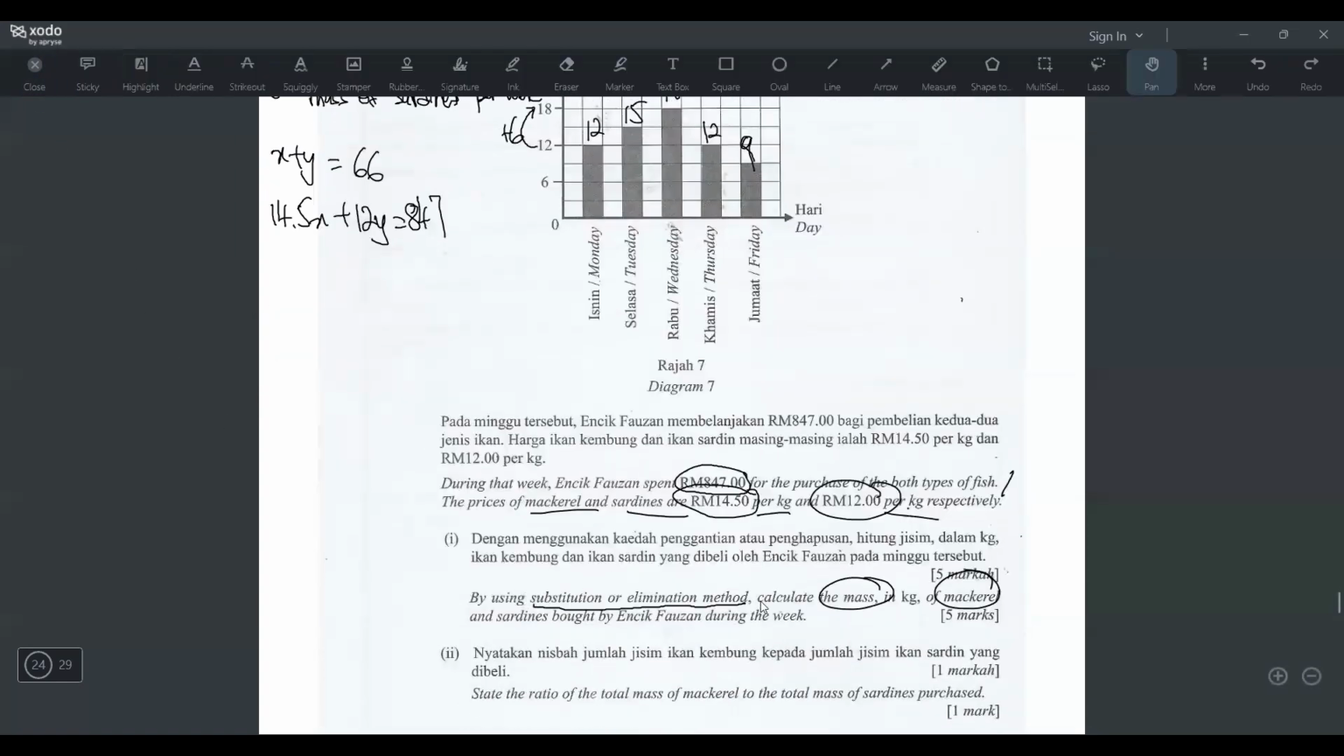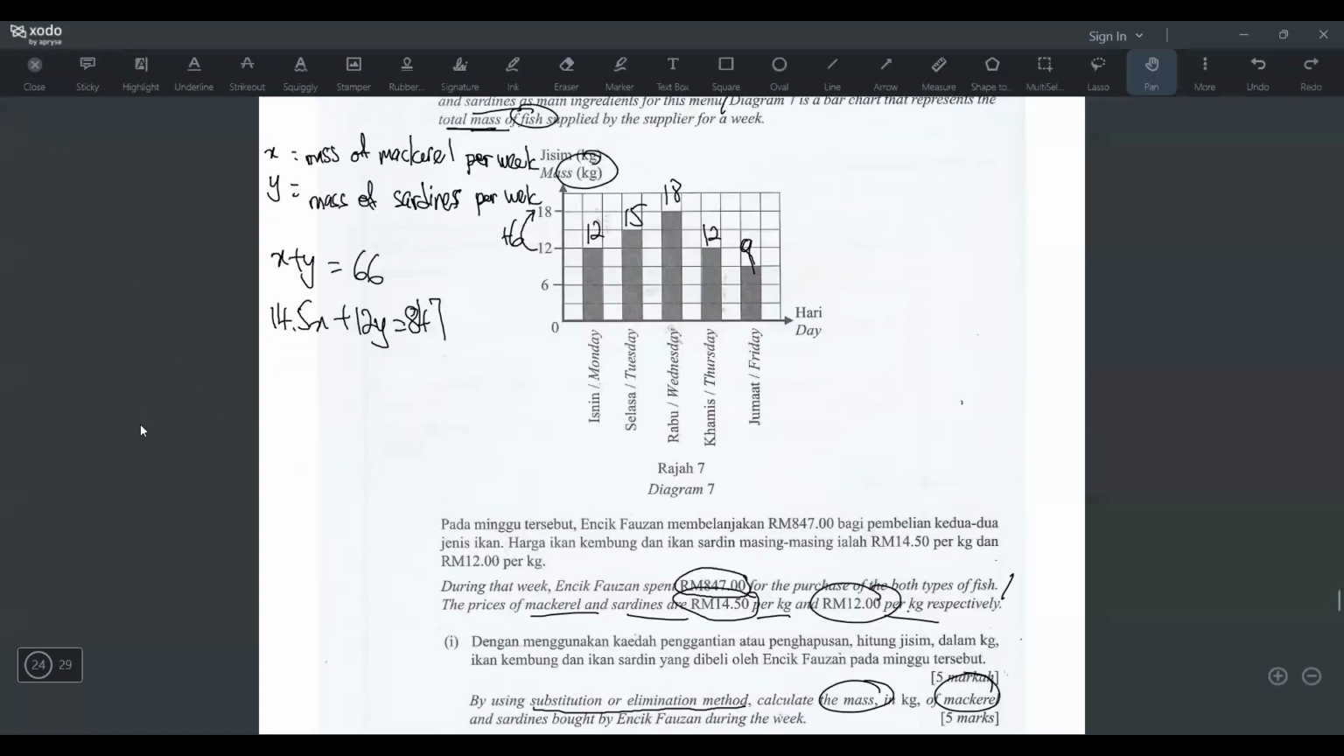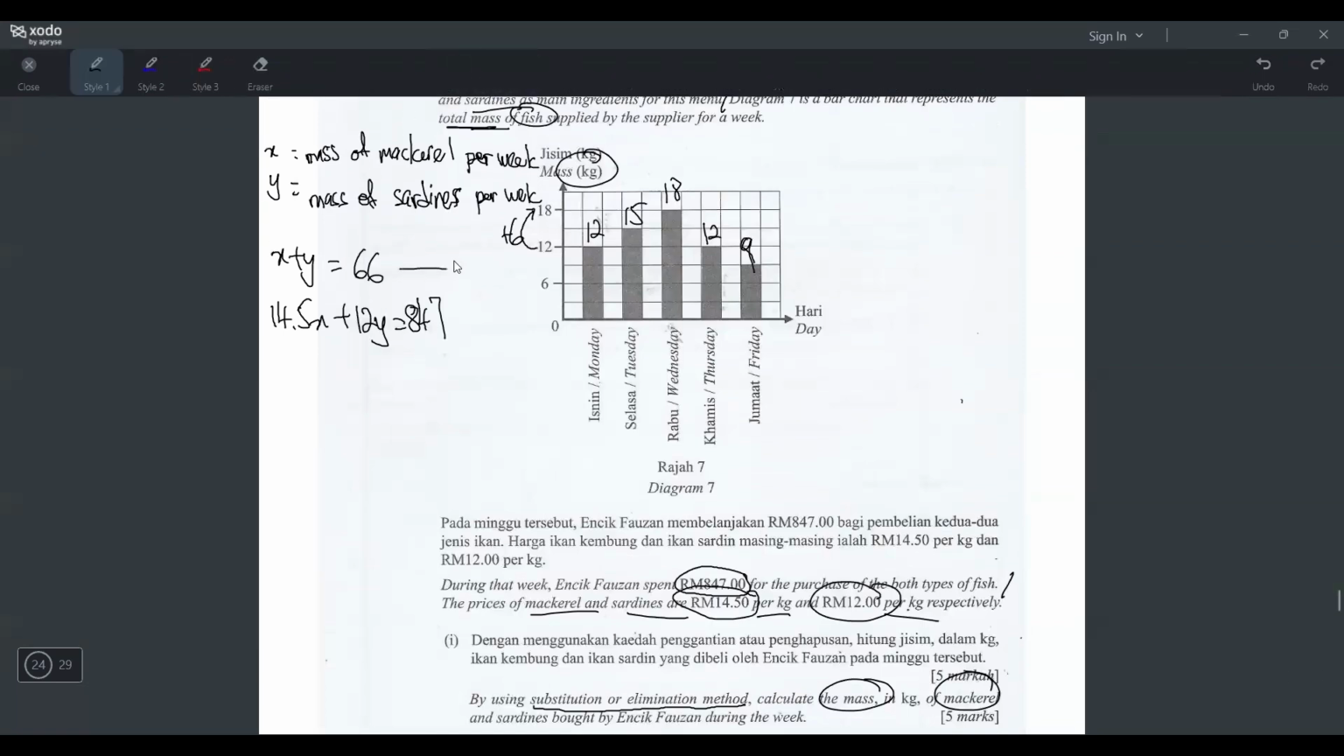They say to use the substitution or elimination method. So let's do it. Let's call this equation 1. Let's call this equation 2. If you do the matrix method, it will be like this: 1, 1, 14.5, 12, then x, y, and 847, and then you have to do the inverse, all those things, right? That one is if you use the matrix method. But for the substitution or elimination method, you will do substitution or elimination. So what I will do is substitution.